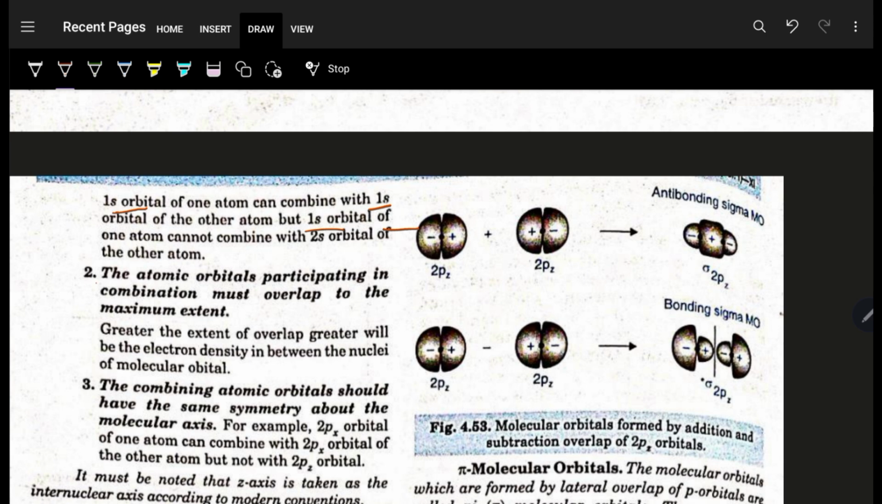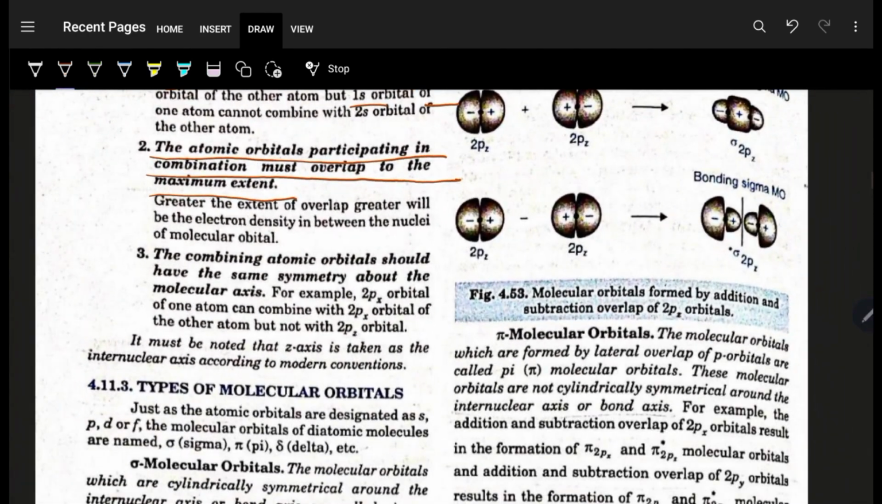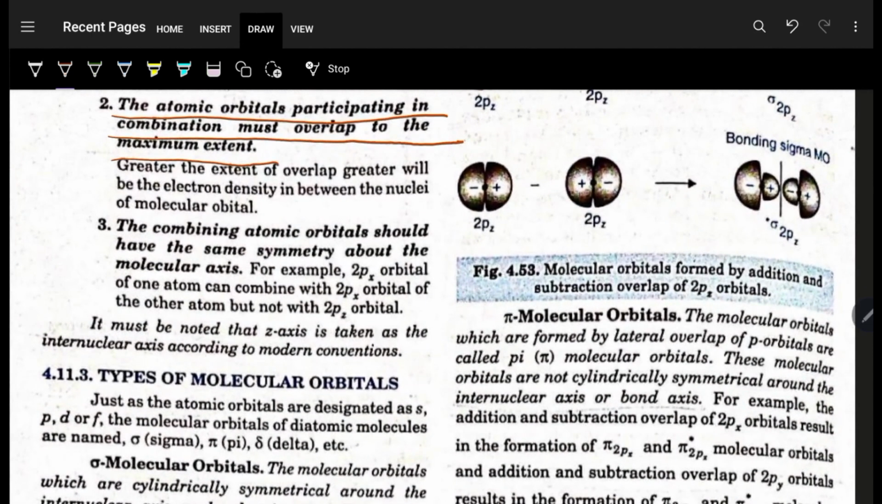Atomic orbitals participating in combination must overlap to the maximum extent. If they are combining in order to form a molecular orbital, then the extent of combination will decide the probability density of the electron. Greater the extent of overlap, greater will be the electron density. Combining atomic orbitals should have the same symmetry about the molecular axis. Like a 2px orbital of one atom can combine with a 2px orbital of the other atom, but not with 2py or 2pz. So these things need to be understood.